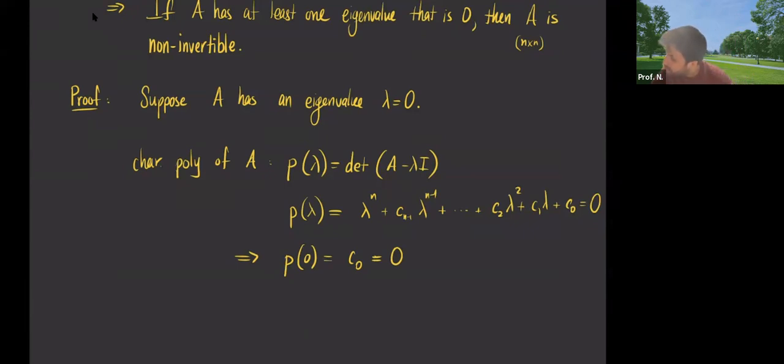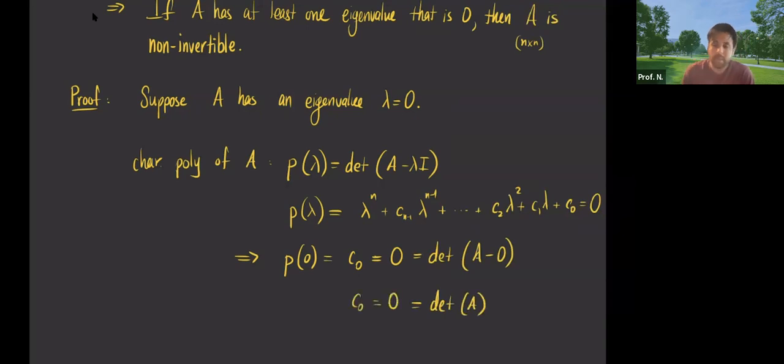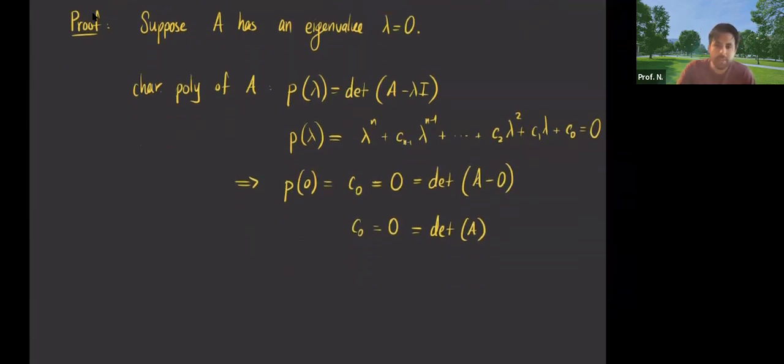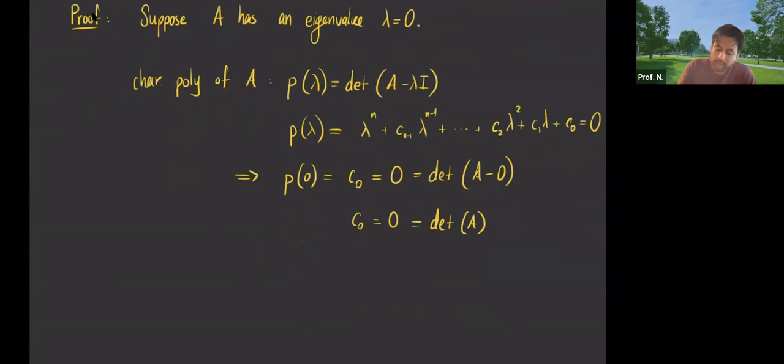Let me just see. But then what is P of 0 again? Isn't this the determinant of A minus 0? And isn't this the determinant of A? Do you guys see the implication now? So this would mean that what? A is what? Not invertible.